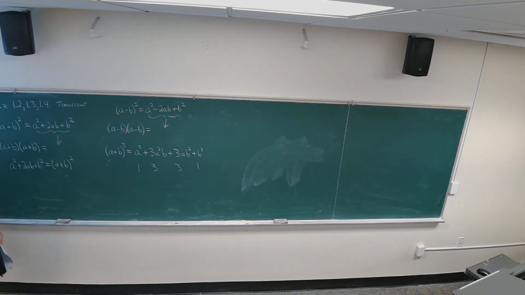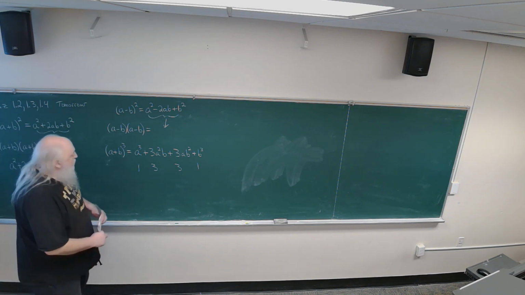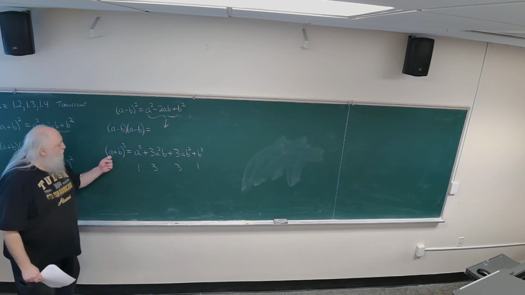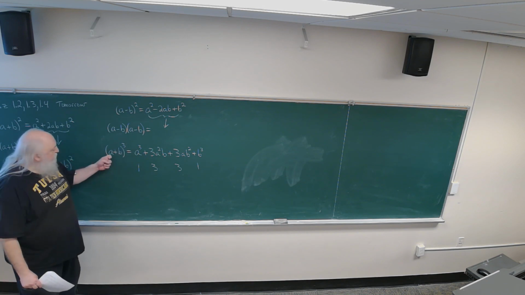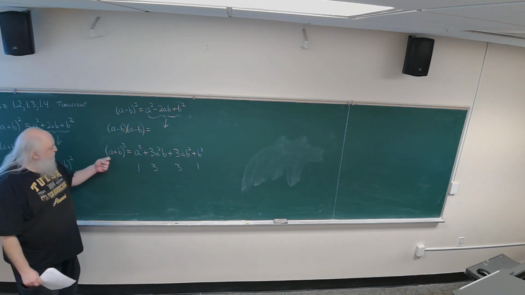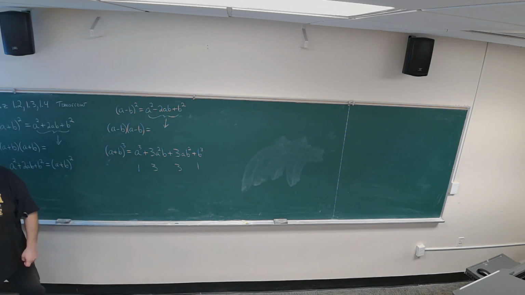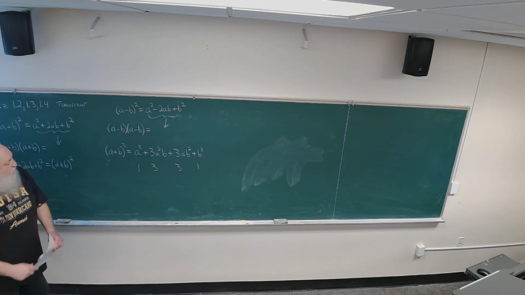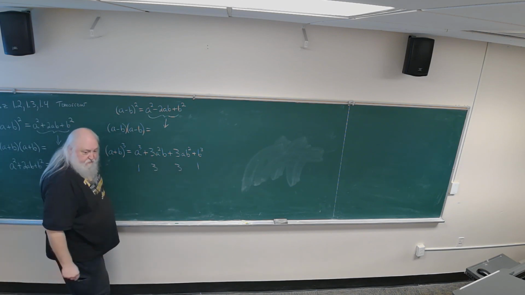Now, how I remember the right-hand side is the first term. Whenever you have a binomial raised to an integer power, the first term is going to be the first number. In this case, we have a, so the first number is going to be a cubed, you see that. And the last number is going to be b cubed, and you see that. It's the middle two terms that can be difficult to remember. And how I remember this formula is first the coefficients are the number 1331.